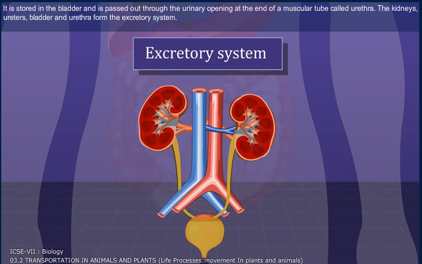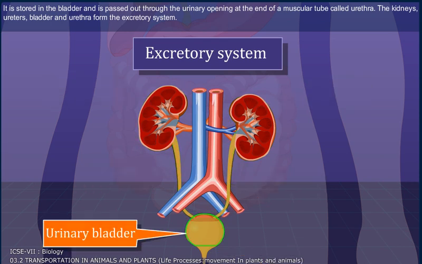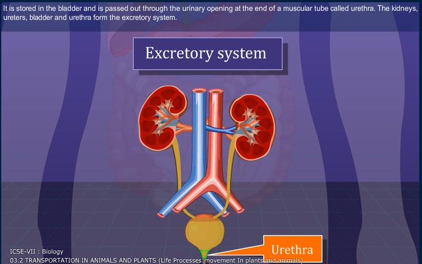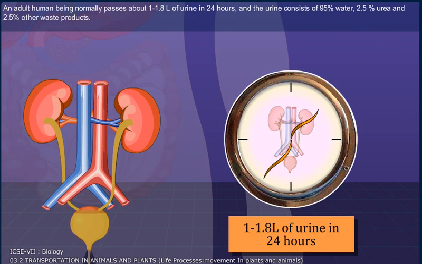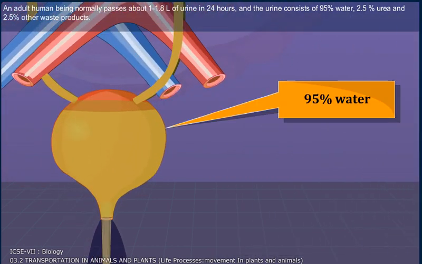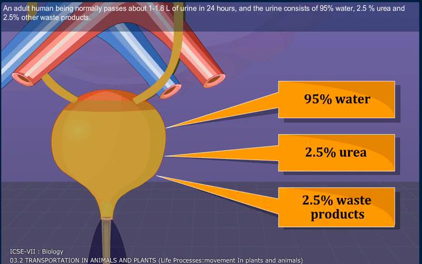It is stored in the bladder and is passed out through the urinary opening at the end of a muscular tube called the urethra. The kidneys, ureters, bladder and urethra form the excretory system. An adult human being normally passes about 1 to 1.8 liters of urine in 24 hours. And the urine consists of 95% water, 2.5% urea, and 2.5% other waste products.